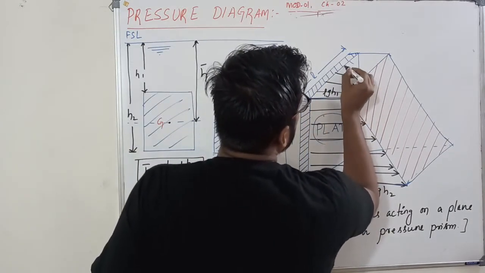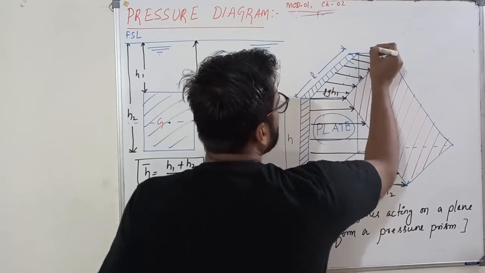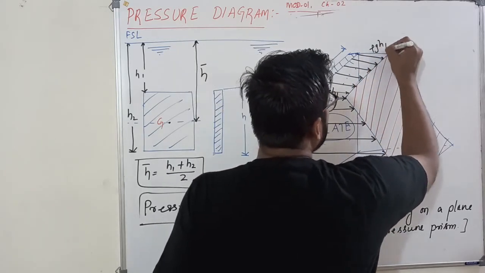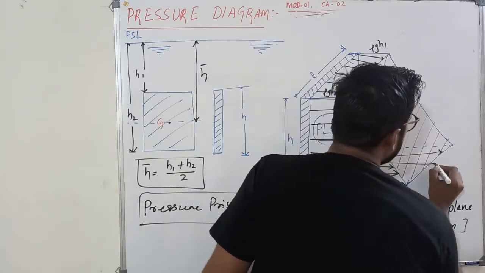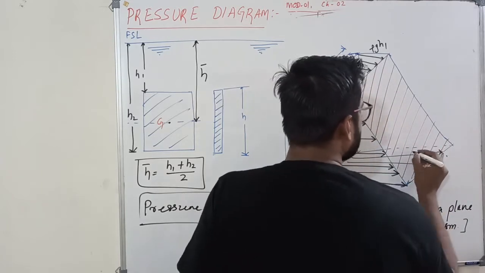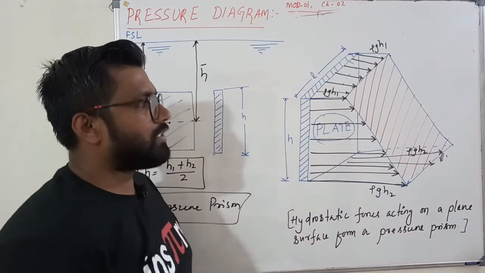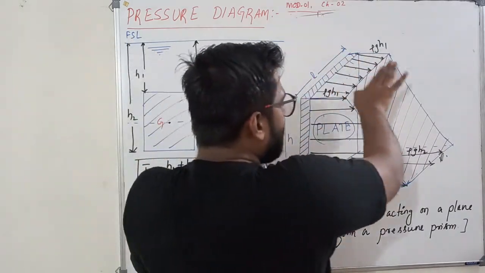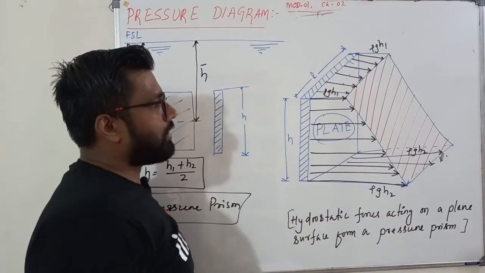How much? Rho g h1. What is the pressure intensity here? Sir, rho g h1. So similarly here also, what is the pressure intensity? Sir, rho g h2. Entire thing is your rho g h2. Understood? Is it looking like a prism? Yes sir, it's looking like a pressure prism.